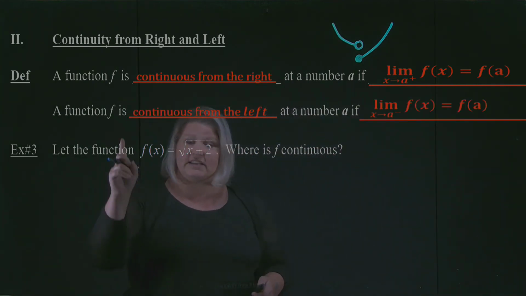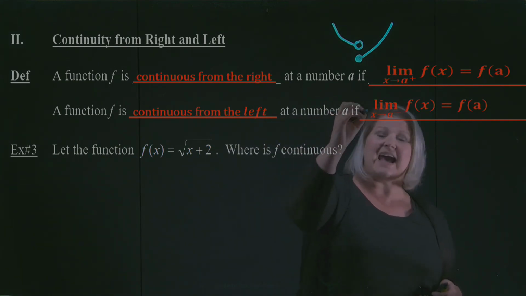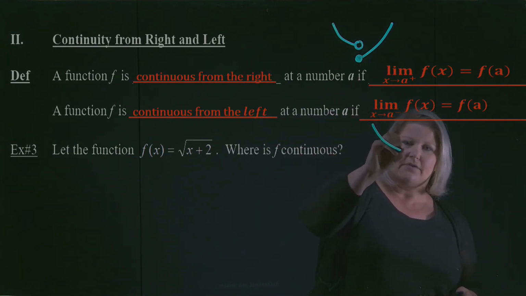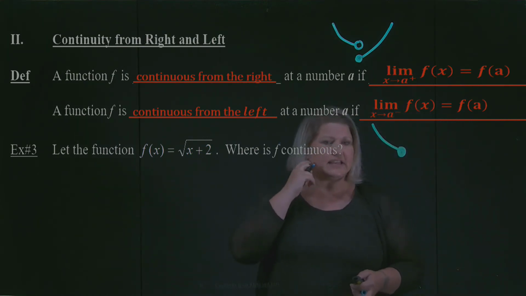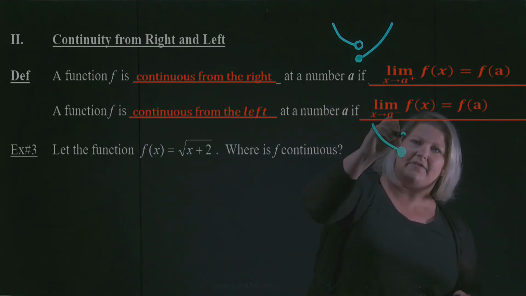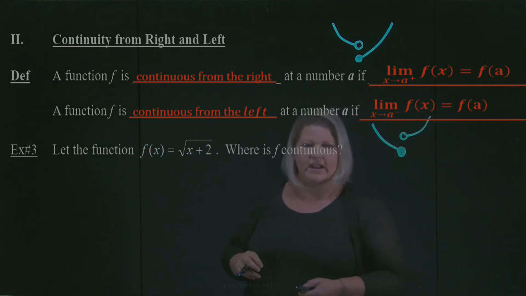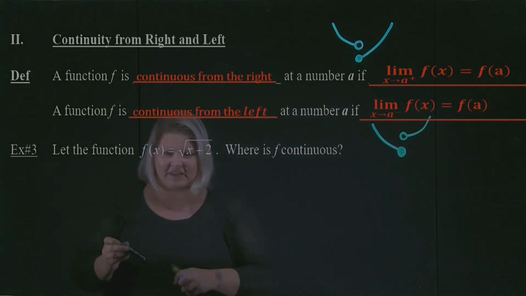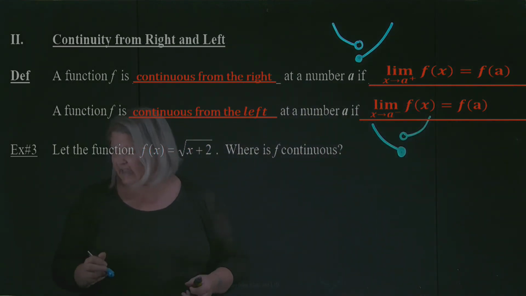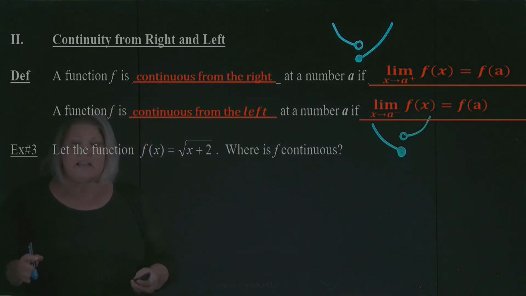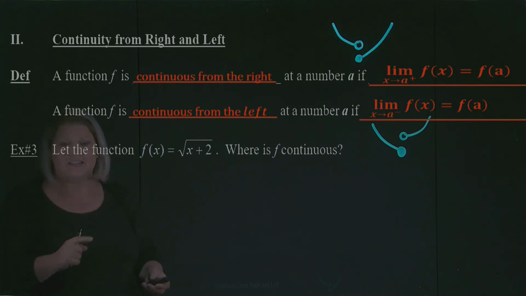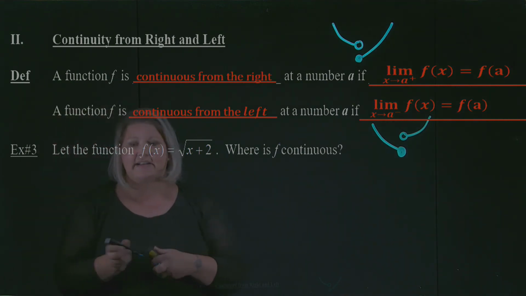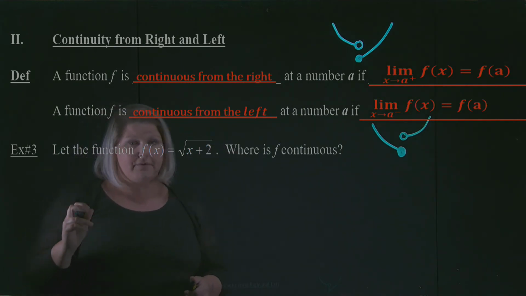A function is continuous from the left if it's the opposite of that. From the left, you see that the limit from the left is equal to the value of f of a, and from the right, it's not. So let's take a look at an example of a function that isn't continuous everywhere, but is continuous from a particular direction. Looking at f of x, notice that this is a square root function.